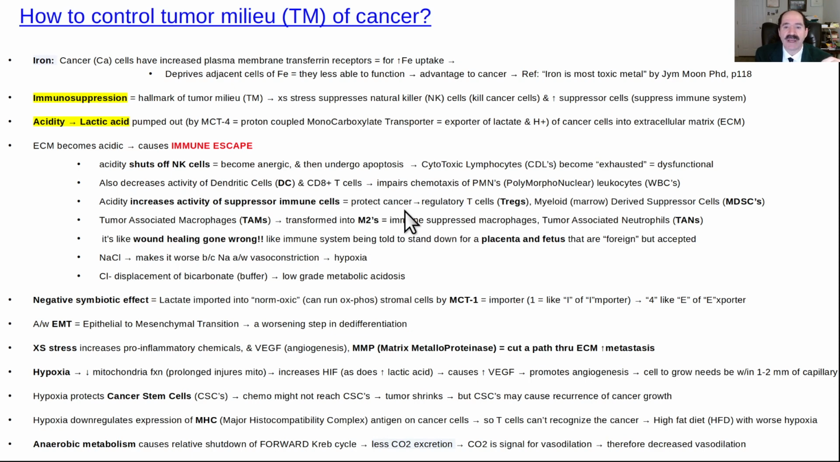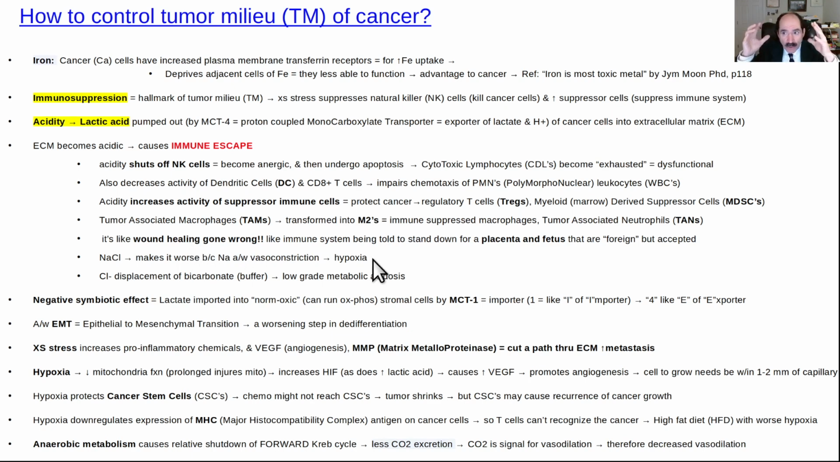And then the bad immune cells, the ones that are protecting the cancer, they're enhanced. The T regulator cells called Tregs, the myeloid, that means from the bone marrow, derived suppressor cells, MDSCs. TAMs are tumor-associated macrophages. They get transformed into M2s, meaning the bad type, which don't prevent cancer. It's like wound healing gone wrong, okay? They're protecting the wrong thing, protecting the cancer.